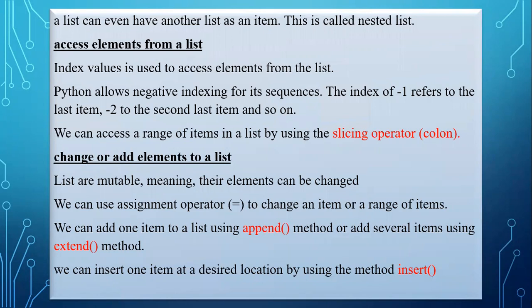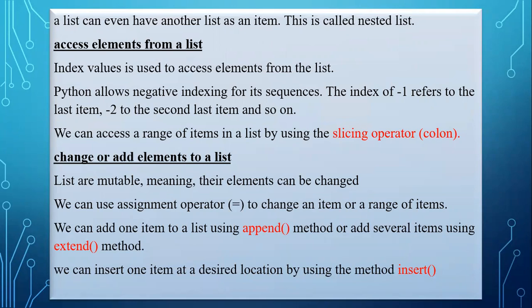So all those things we completed, and how to add or change the elements of the list, as it is a mutable data type, values can be changed. So an existing value you can replace with a new value. That means you can use the assignment operator to change an item or a range of items. And how to insert a new value into the list? We are not changing any existing element. We tell a position, and at that position we insert a new value using the insert method.